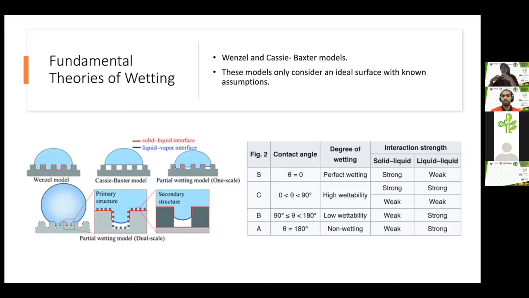But then if you want to mimic Daun Pisang, you can't actually use Cassie-Baxter or Wenzel, because Daun Pisang has another unique property: a nanofiber in between the channels. So this nanofiber is actually the one that keeps the water rolling. So the water won't just stay there, it will roll. We'll look at it later.